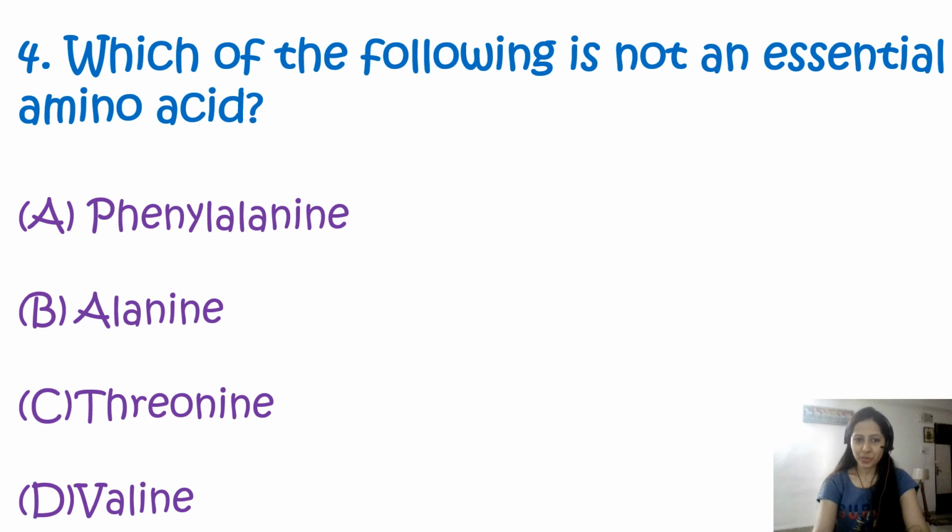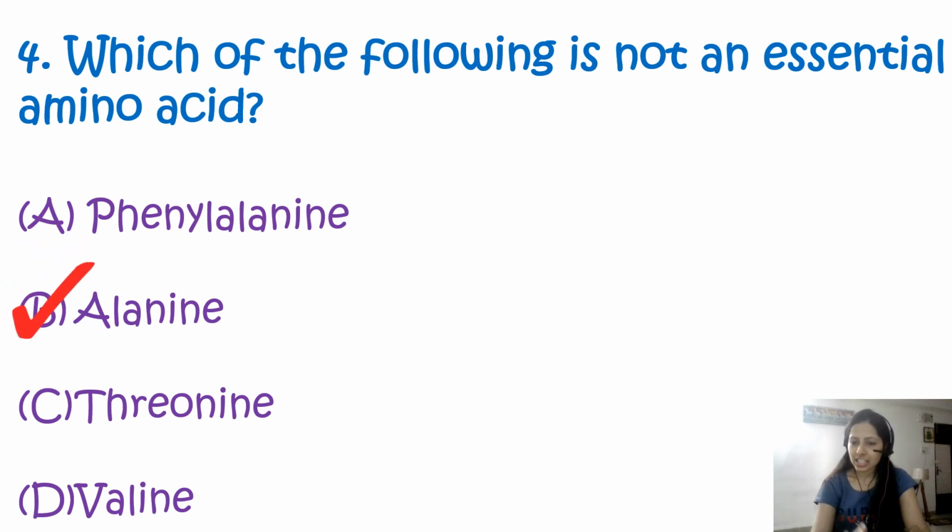Next, question number 4. Which of the following is not an essential amino acid? So over here they are asking which is not an essential amino acid. So options are phenylalanine, alanine, threonine or valine. So the correct option will be B, that is alanine.